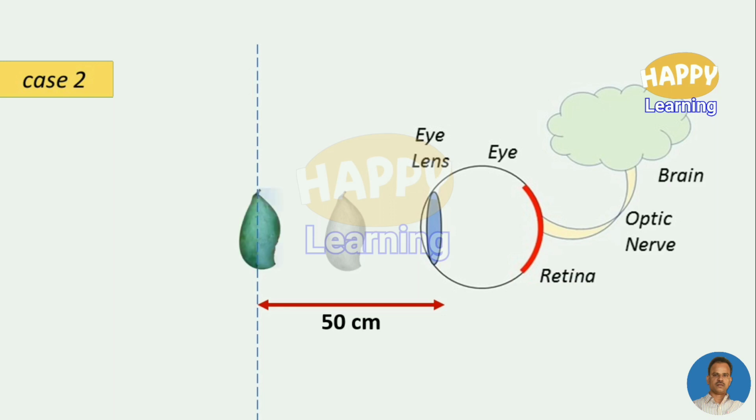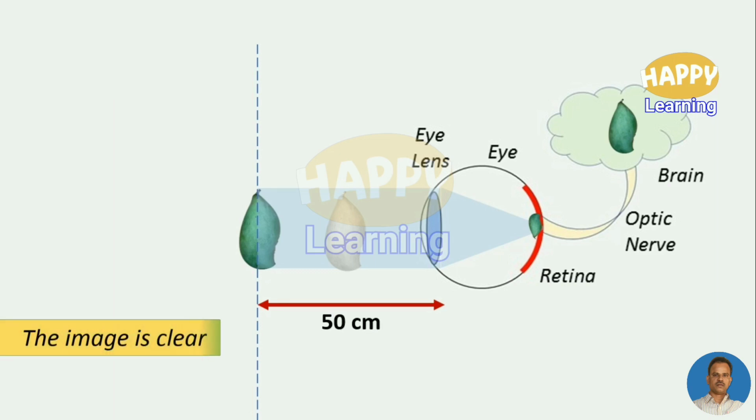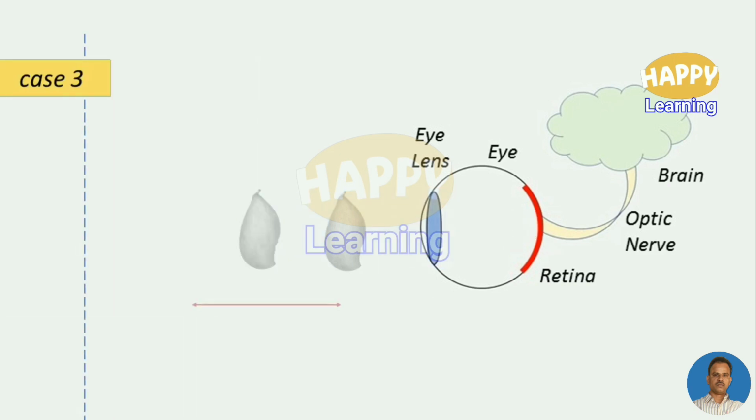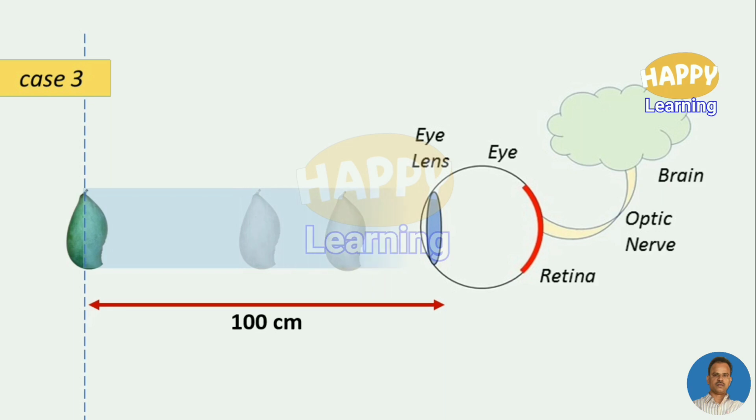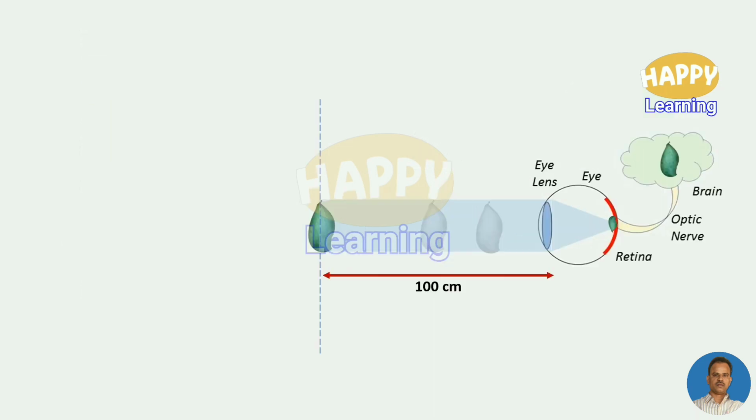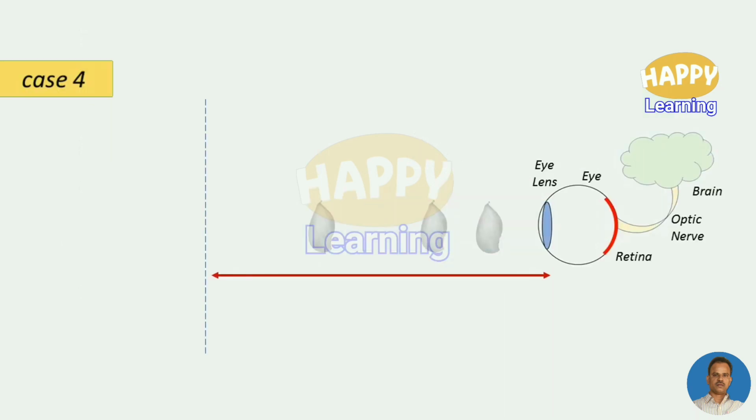Again, the rays are converged onto the retina and the brain identifies a clear image. Case 3. This time, move the object away, let it be 100 centimeters. Again, the rays are converged onto the retina and the object is seen clearly. The image is clear.